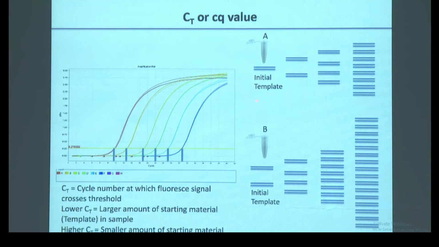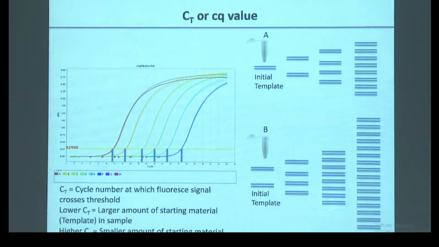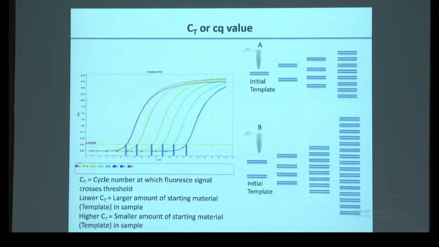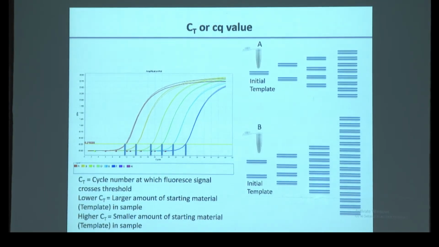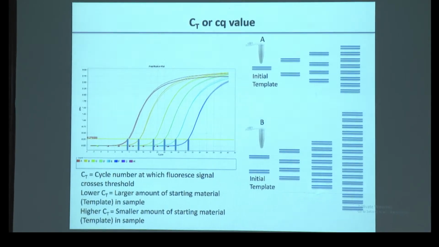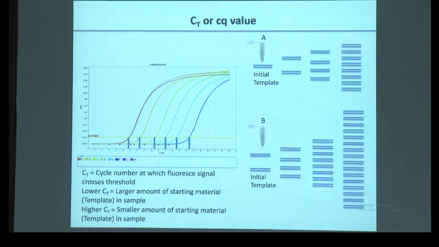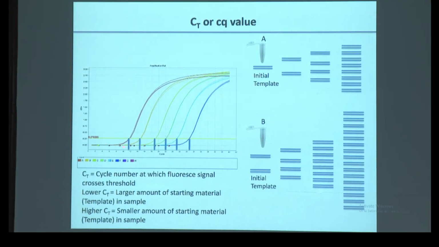Let's take the example of these two samples, sample A and sample B. Sample B has more initial template. So if the initial template is more, what will we get, less CT or higher CT? Less CT definitely, because you can see here the PCR product accumulated is more than in sample A in the same cycle. So if the PCR product is more, the fluorescence will also be more. So it will generate sufficient fluorescence which can overcome the background noise and cross the threshold.